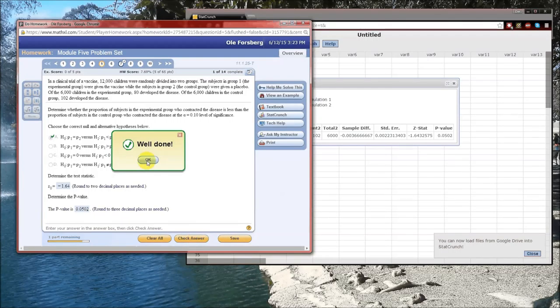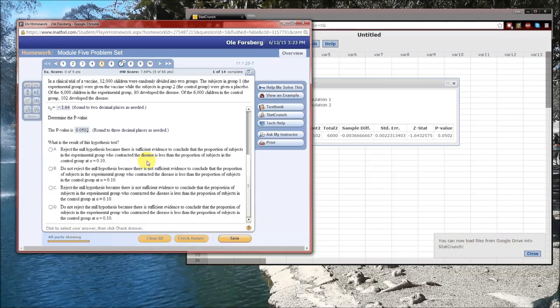And the interpretation. Computers should do the calculations. We need to do the interpretations. So let's read through these four and see which ones are reasonable. Reject the null hypothesis because there's sufficient evidence to conclude that the proportion of subjects in the experimental group is less than proportion at the alpha equals 0.01 level. P is less than alpha. That means we reject the null hypothesis. So A makes sense. So let's put it there for just now.